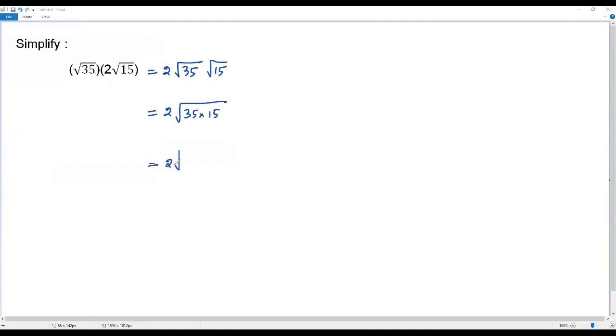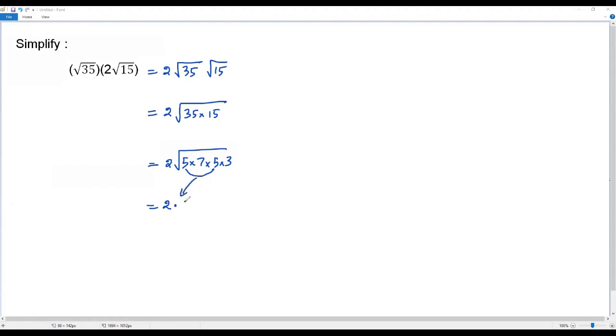Here, we can write this 35 as a product of two prime factors, that is 5 times 7. The same thing we can do for this 15. That is, this 15 can be written as a product of two prime numbers, that is 5 times 3. As I said earlier, for every two same numbers multiplied inside the square root, one number can be taken out. For these two 5s, one 5 can be taken out.